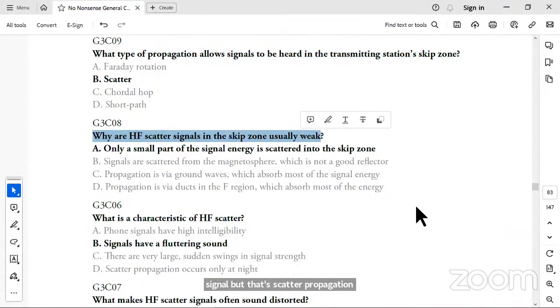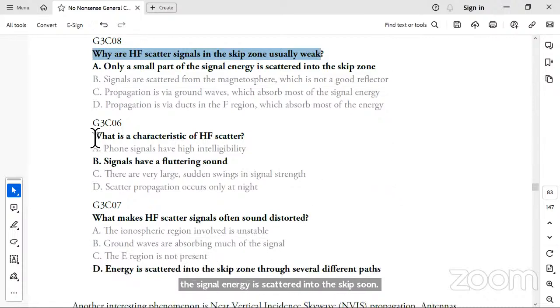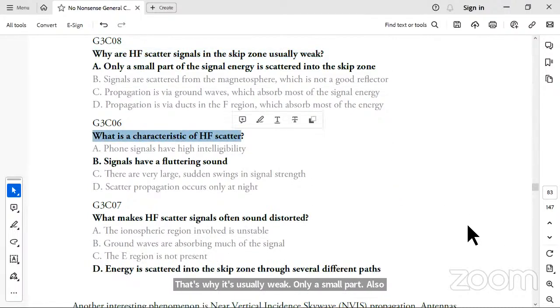Why are HF scatter signals in the skip zone usually weak? Well, it is because only a small part of the signal energy is scattered into the skip zone. That's why it's usually weak. Only a small part. Also, what is a characteristic of HF scatter? So we did say that you get a wavering or fluttering sound. So signals have a fluttering sound.